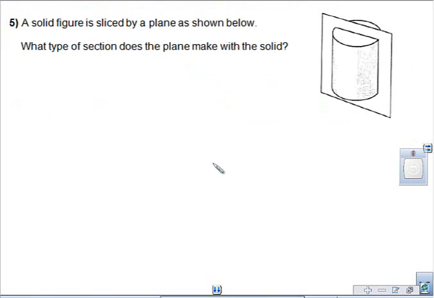Alright, this one is a cylinder, and it says that you have this solid sliced by a plane as shown. What type of section does the plane make with the solid? What that simply means is, if this is like a blade or a piece of paper, it's just something cutting through this solid, and it's cutting at a right angle. If you were to open this shape up, what shape would you see on the surface? Okay, and for a cylinder, that would be a rectangle.